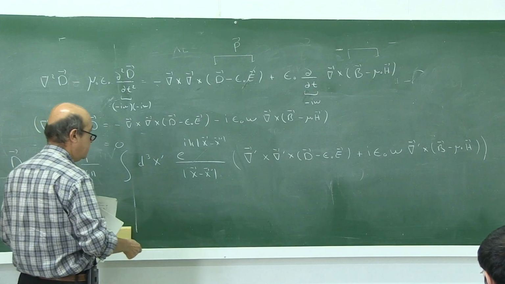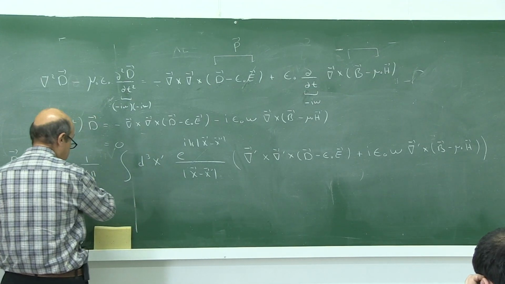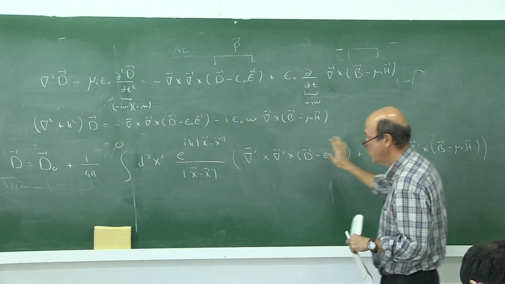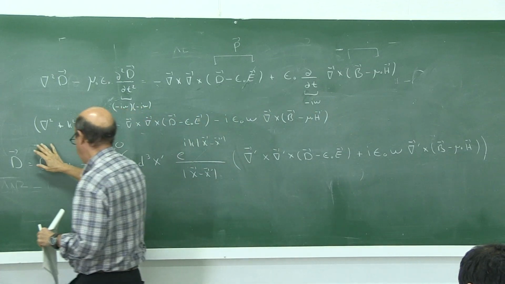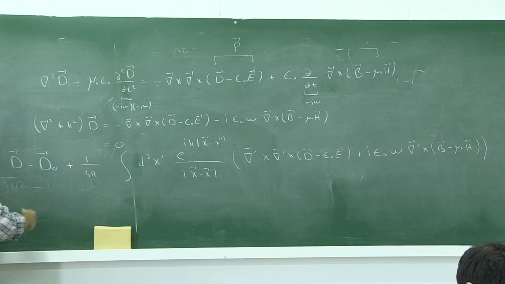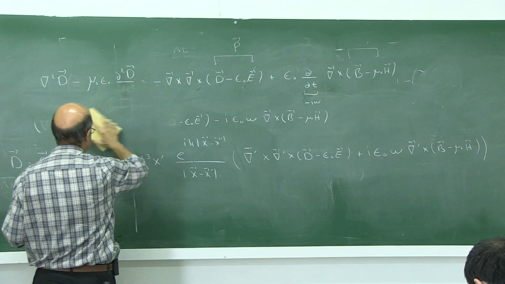Let us continue. This term will be the electric displacement due to the scattering, and this part is the D0 if there is no scattering, from the homogeneous part of the wave equations.